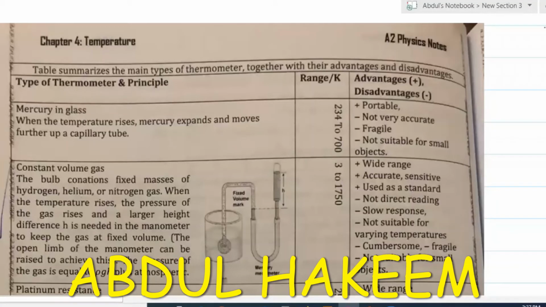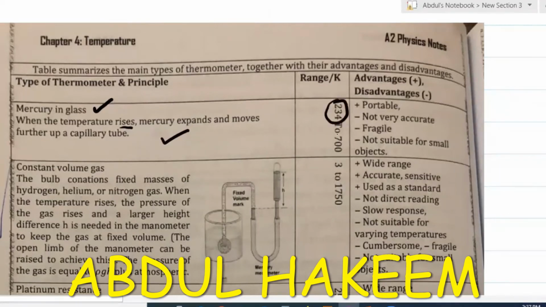Okay, now different types of thermometers. So the first thermometer is the mercury in glass thermometer. What is the principle? When temperature rises, mercury expands and it moves further up the capillary tube. So this is its principle. What is the range in Kelvin? Its range is from 234 to 700 Kelvin.